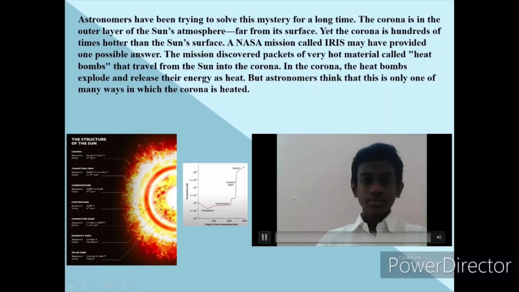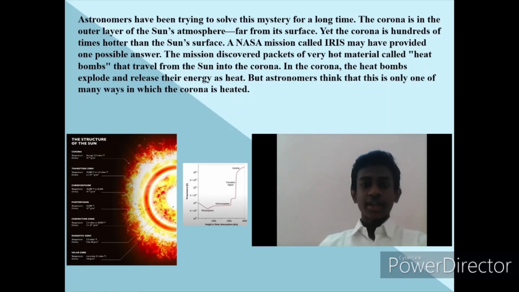The next layer of the atmosphere of the Sun is the transition region. This region has a temperature of 2 lakh Kelvin. Shouldn't the temperature be less in the outermost layer? Astronomers have been trying to solve this mystery for a long time. The corona is the outer layer of the sun's atmosphere, far from its surface. Yet, the corona is hundreds of times hotter than the sun's surface.